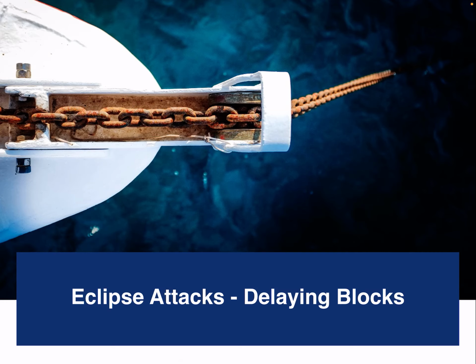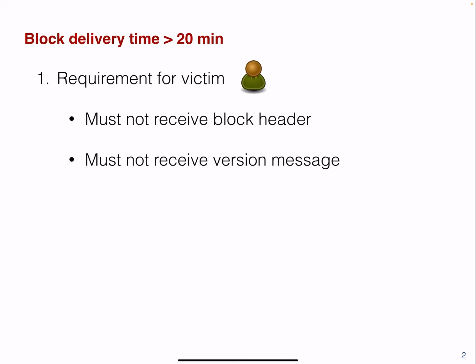So how can we perform an Eclipse attack where we delay the propagation of blocks to a particular victim? We know the block delivery time can be extended beyond 20 minutes. What we require is that the victim must not receive a block header. If he receives a block header, he will disconnect from the adversary and request the block contents from another peer. So we must find a way to avoid the victim receiving a new block header while he is waiting for the adversary to send a block.